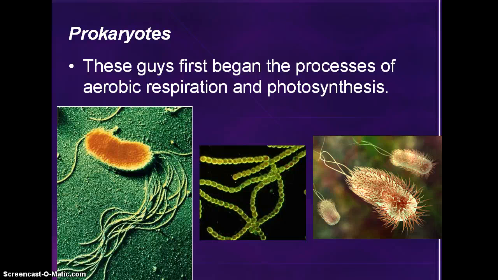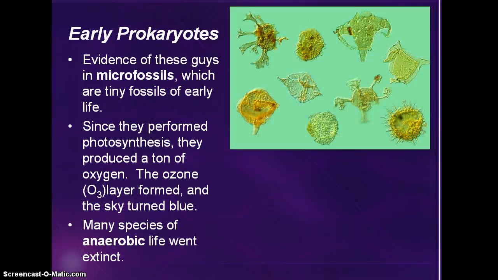Prokaryotic cells. These are the earliest forms of life that we do know about that did exist. And we can find these things in the fossil record. And they first started things like cellular respiration, taking glucose and breaking it down and releasing carbon dioxide and energy. Also photosynthesis, being able to store energy from the sun. The early prokaryotes, you can see a bunch of them here.